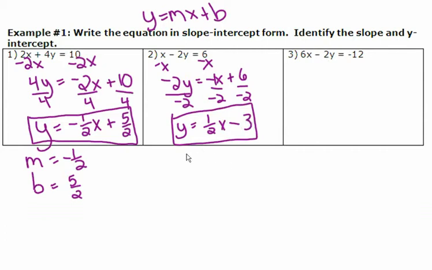Now identifying the slope and the y-intercept, my slope is 1/2. It's the number in front of the x. My y-intercept is negative 3, since there's a minus sign.